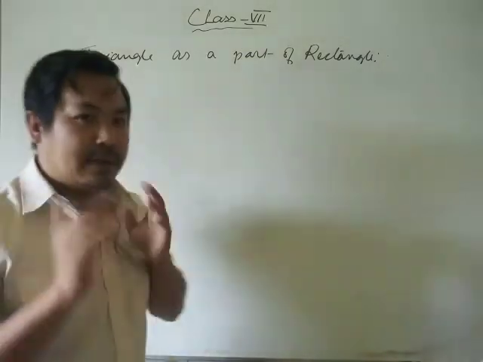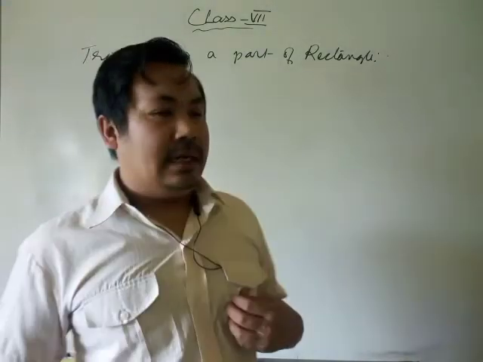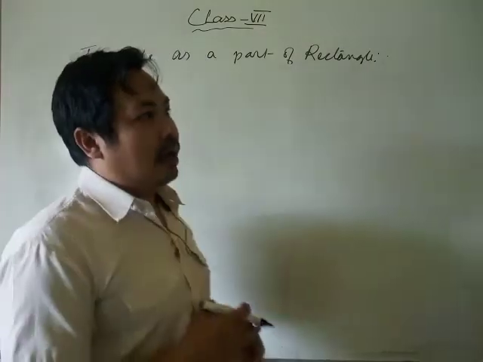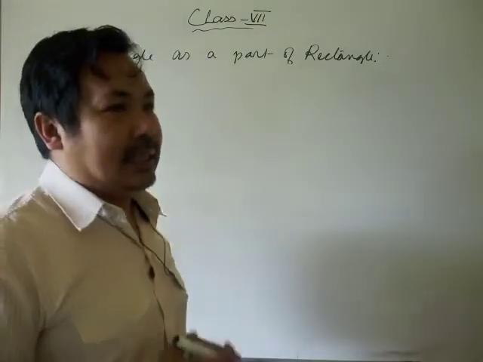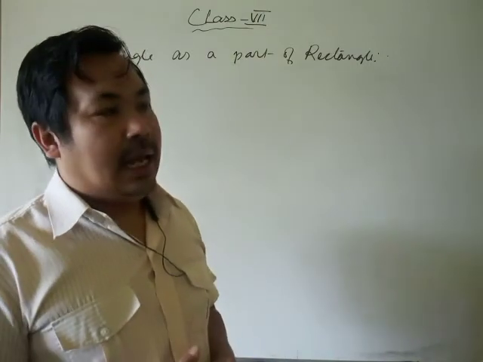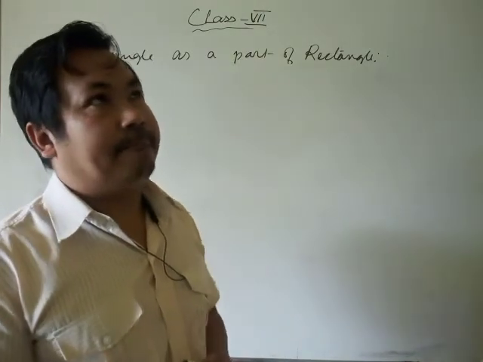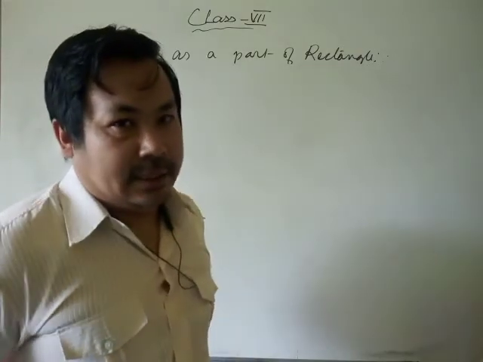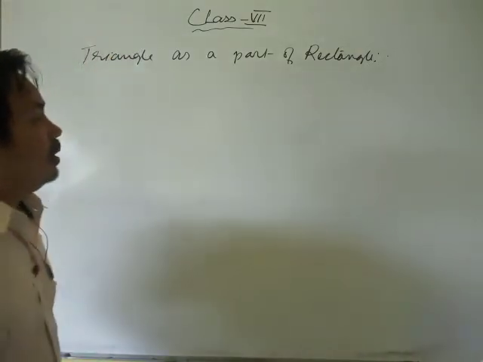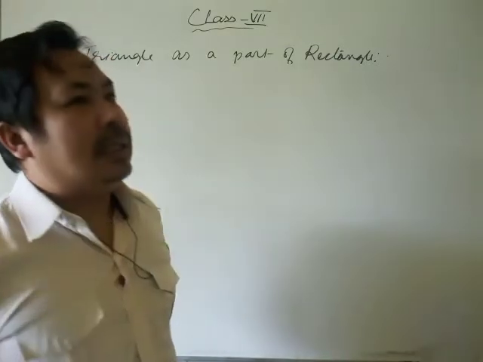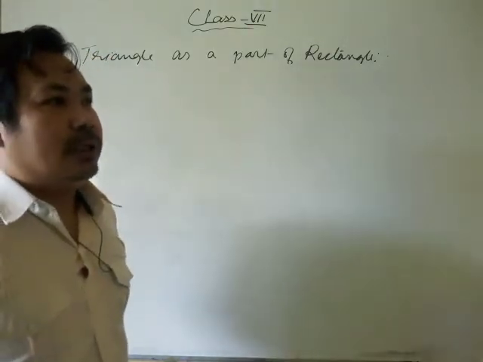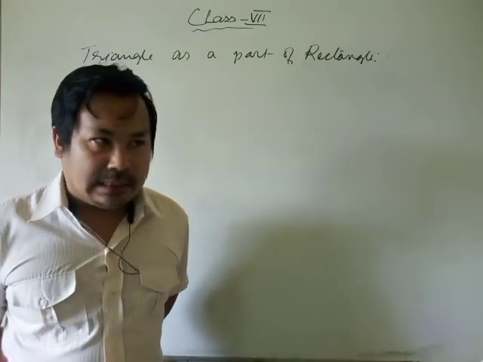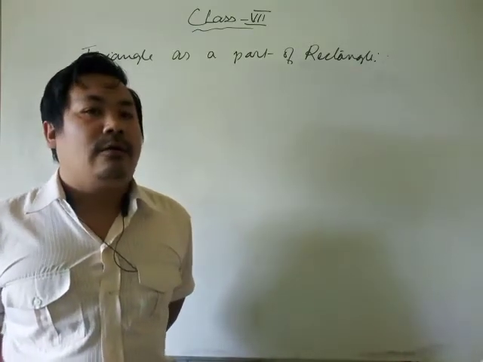So hello friends, next part of the chapter is triangle as a part of rectangle. So we know the area of the rectangle, isn't it? That is length into breadth, and we know the perimeter of the rectangle, that is twice (L plus B), isn't it? So here we are going to study the triangle. A geometrical figure is called triangle. So let us study this triangle as a part of rectangle.